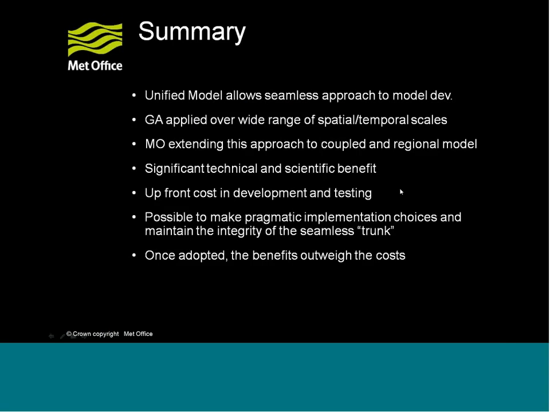So in summary, a unified model allows us to adopt a seamless approach to model development. I've focused here on the atmosphere because this is the area where I work and where we've pushed this to its conclusion. But we're starting to adopt this approach elsewhere. So we now have a global ocean configuration of the NEMO ocean model, a global coupled configuration, and we're starting to work with our regional modeling groups on regional atmosphere configurations analogous to the GA.